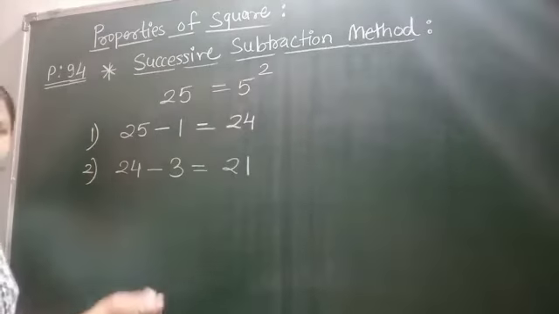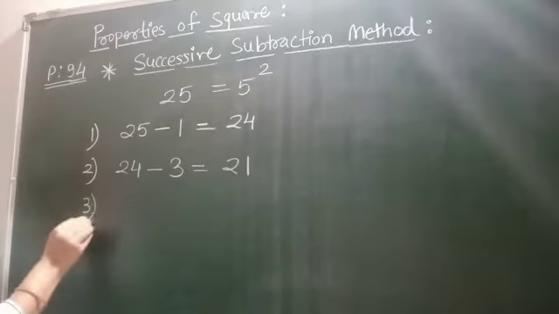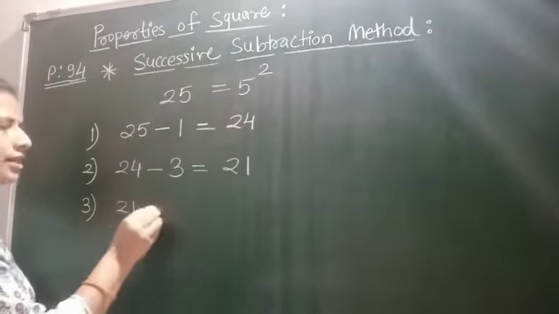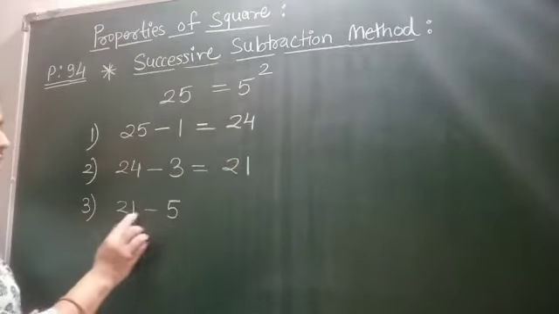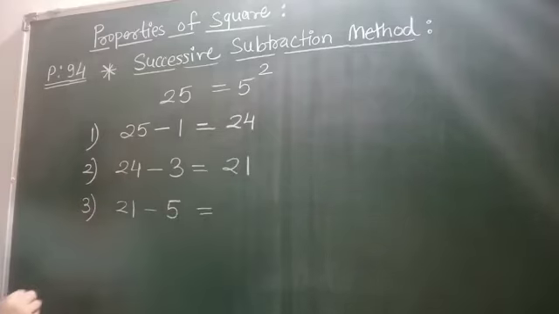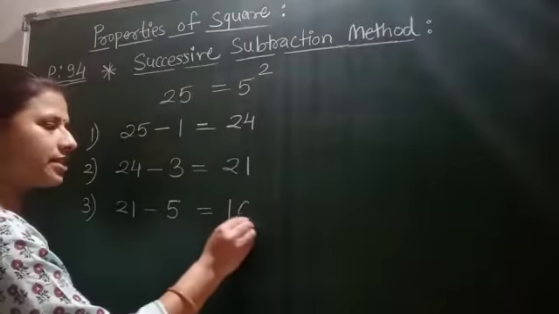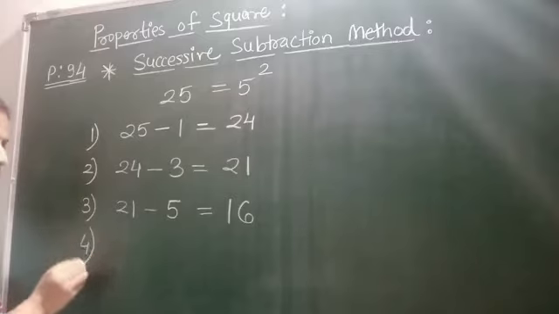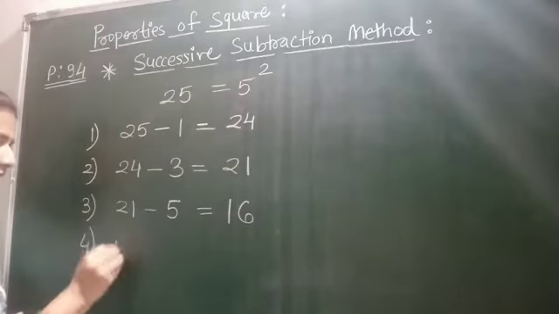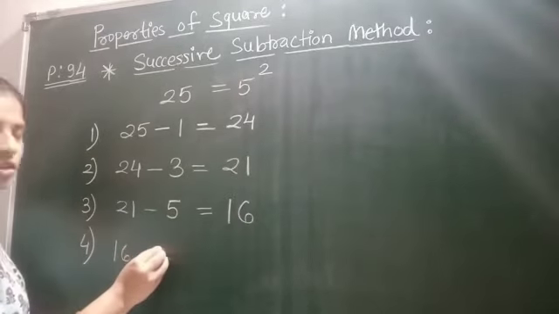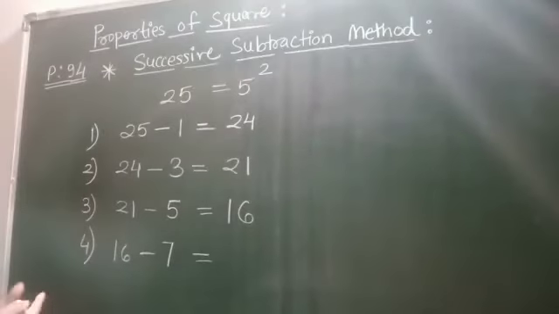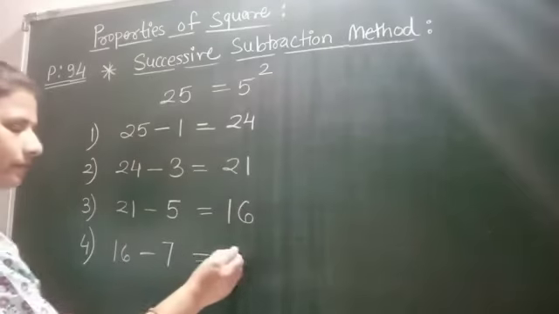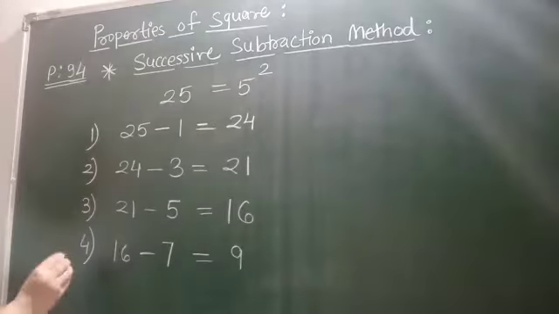Similarly, we will proceed with the same process. Third step. Now we will subtract; after 3, which odd number will come? 5. 21 minus 5. What will we get student? Yes, 16. Step number 4. 16 minus; after 5, which odd number will come? Yes, 7. Yes, our answer will be 9.